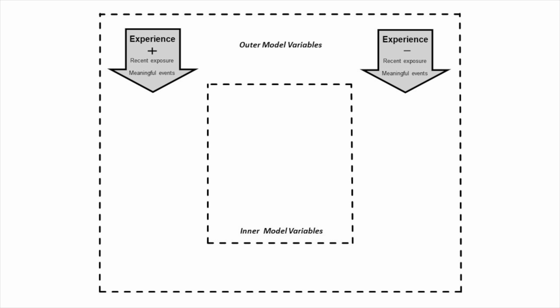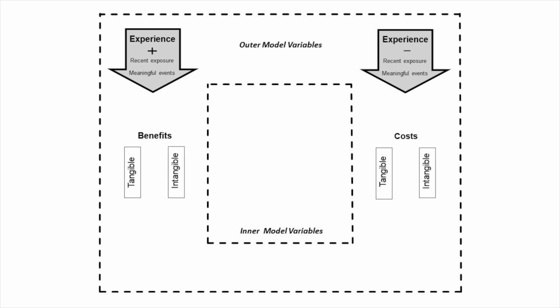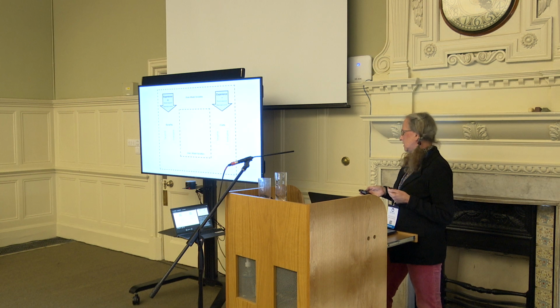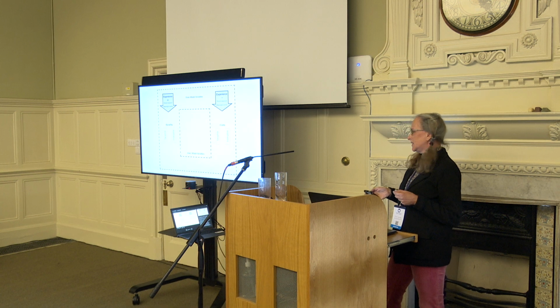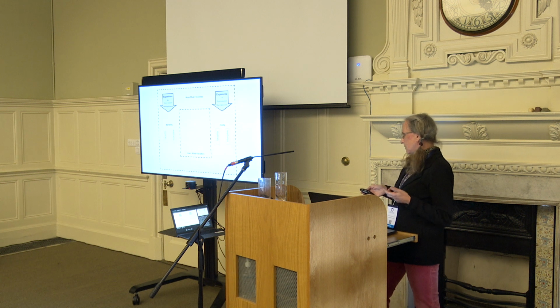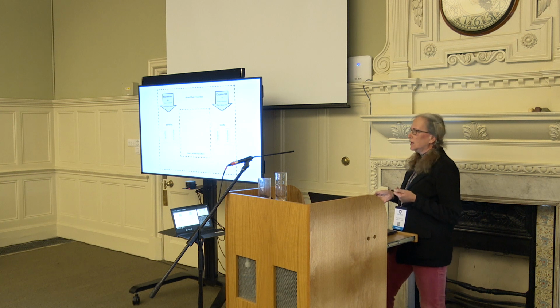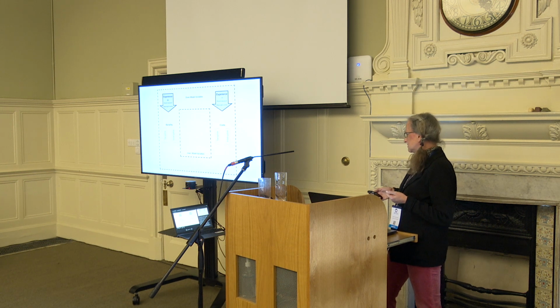Then we have benefits and costs. And these are divided into tangible, which refers to the monetary value, costs and benefits, and the intangible costs and benefits. So intangible costs refers to the psychological negative emotions associated with species, like worry and stress, and the intangible benefits refers to the cultural value or appreciation of watching a species.